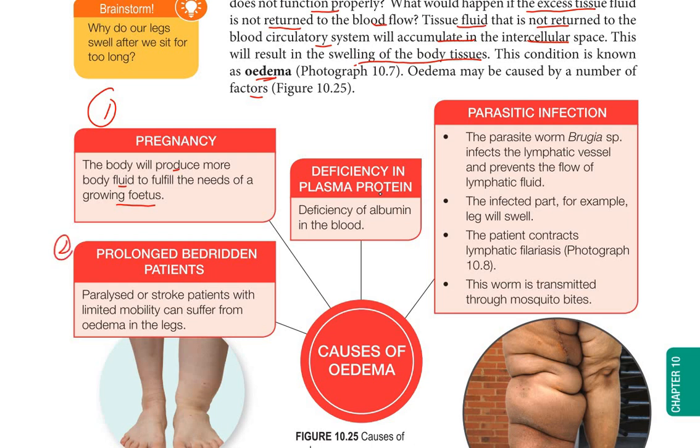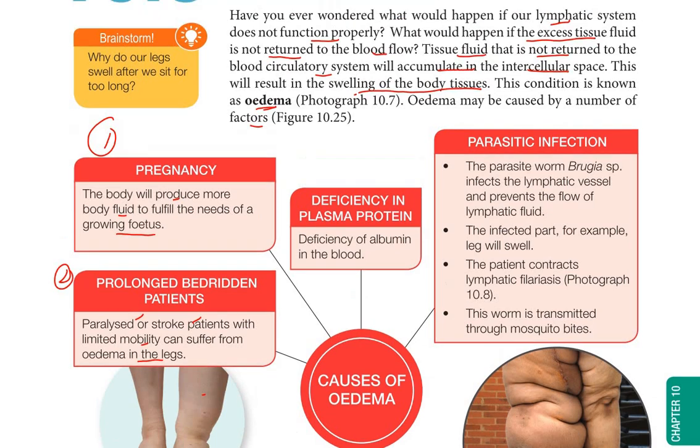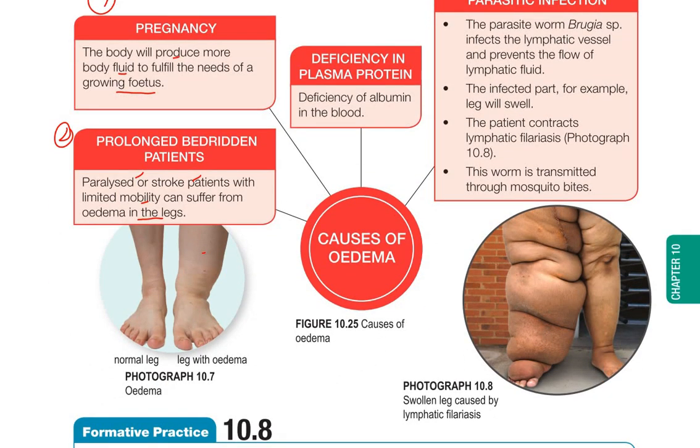Number 2, prolonged bedridden patients. Okay, paralyzed or stroke patients with limited mobility can suffer from edema in the legs. This one. So you can see the difference here, right? This is a normal leg, right? This is an edema leg, a leg with edema.